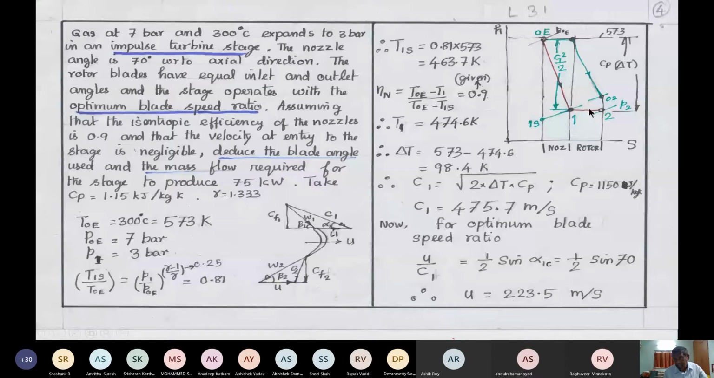Here you see one thing. When you talk about impulse turbines in hydro turbines, we always say that the pressure in the rotor remains constant. Are you able to hear me? Hello? Yes, sir. This is an important point.